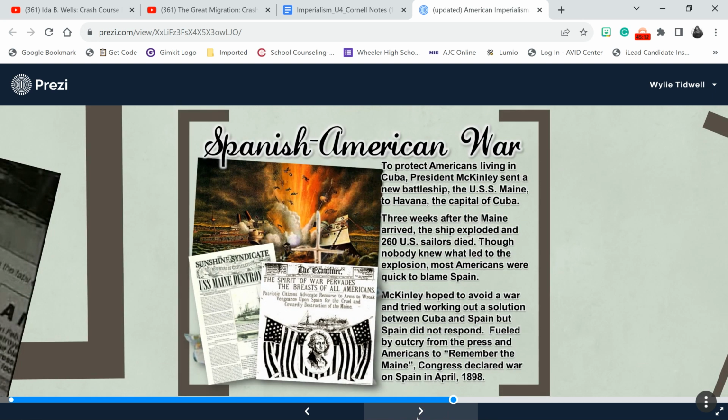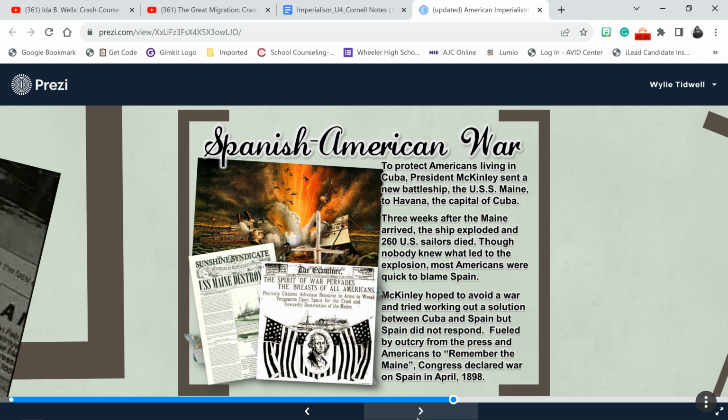Remember now the idea that the Americans felt like they were living to protect Cuba, the USS Maine in Havana, the capital city. Three weeks after the Maine arrived, the ship explodes. Sailors died. Nobody knew what really happened, but for most people, they immediately start blaming who you think? Spain. And the newspapers were putting that out there as well. And y'all can see where this is a really big answer, right?